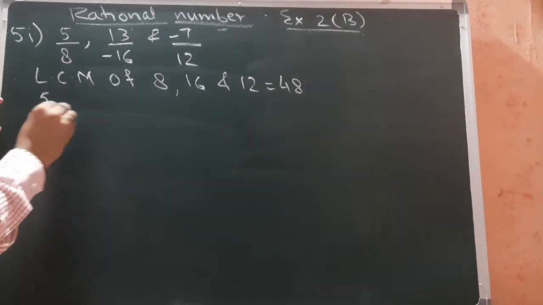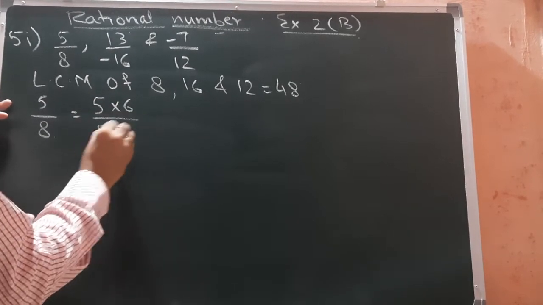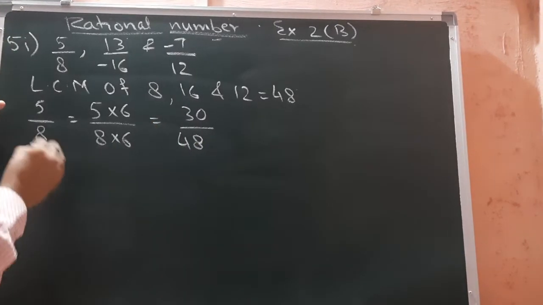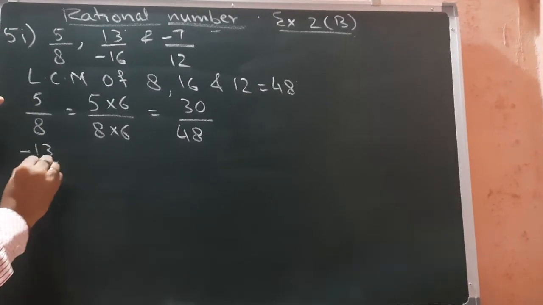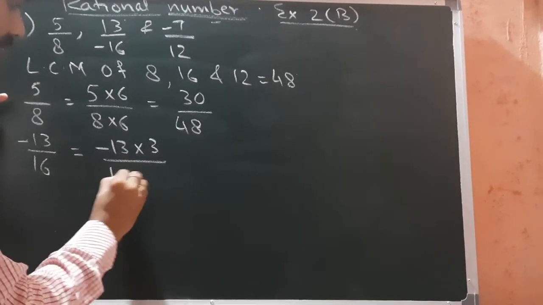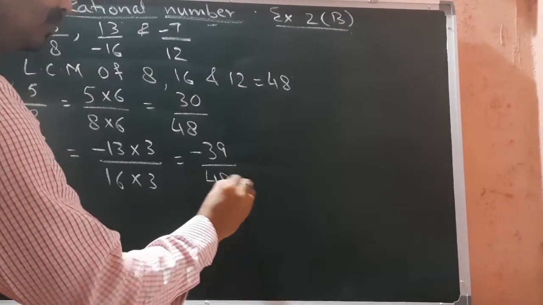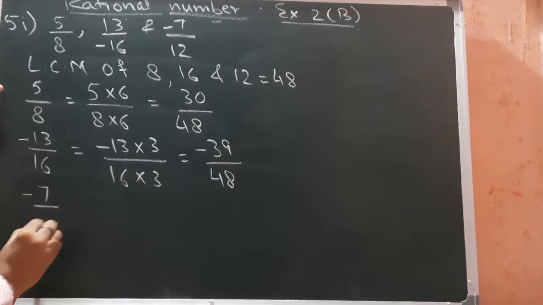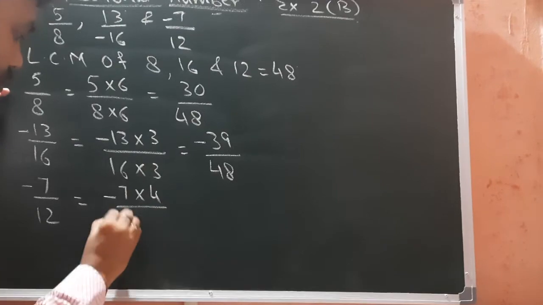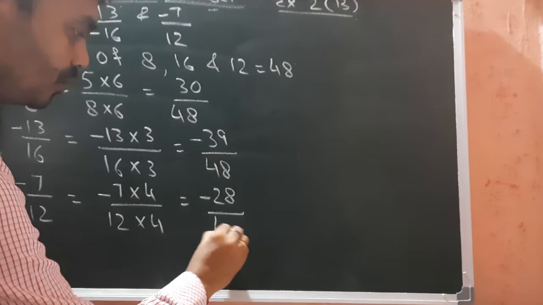So 5 by 8 can be written as 5 into 6 upon 8 into 6, which is equal to 30 by 48. Then minus 13 by 16 is equal to minus 13 into 3 upon 16 into 3, which is equal to minus 39 upon 48. Then we have minus 7 by 12, which is equal to minus 7 into 4 upon 12 into 4, which is equal to minus 28 upon 48.